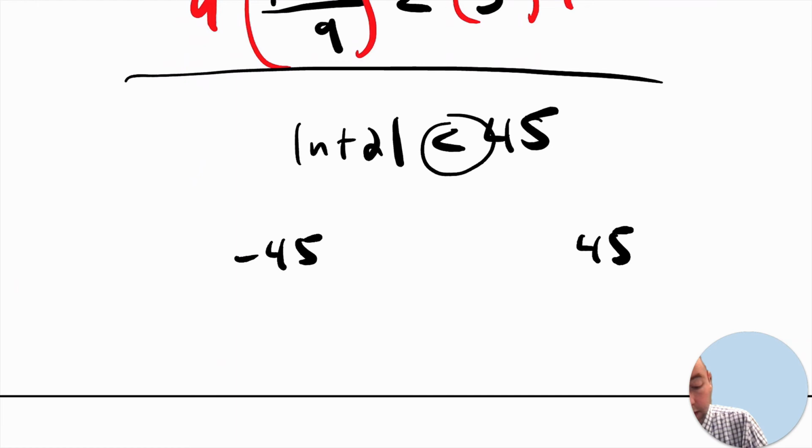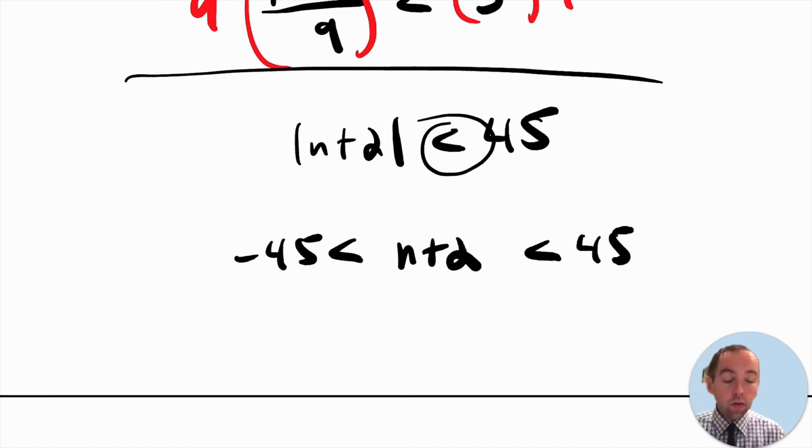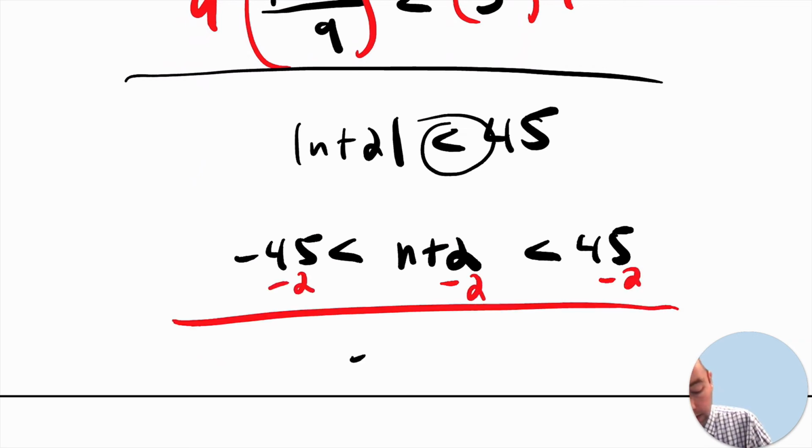So because this is just a strict less than, both of these are going to be strict less thans. They don't have equal to's. And so the value of n plus 2 is going to be between there. So now when we solve for n, all we need to do is just subtract 2 from everything. And what you're going to end up getting then is negative 47 is less than n is less than 43.